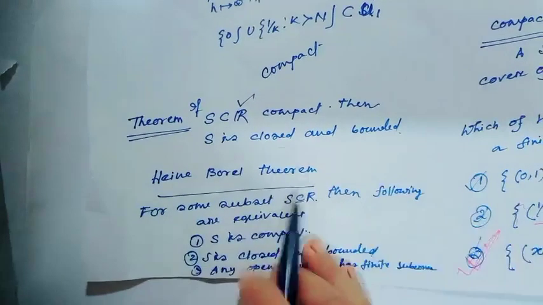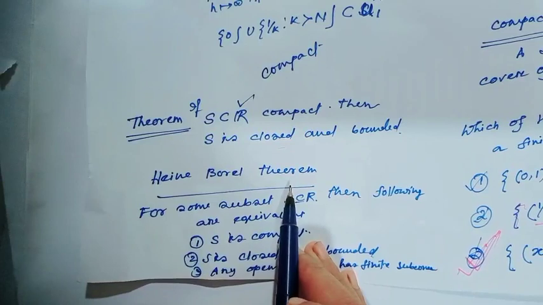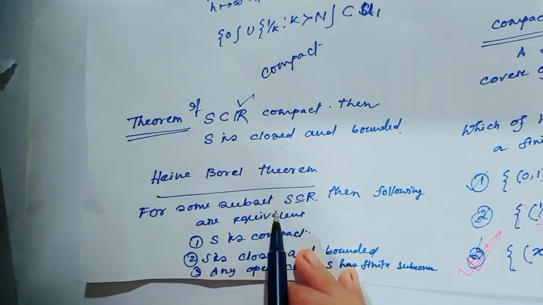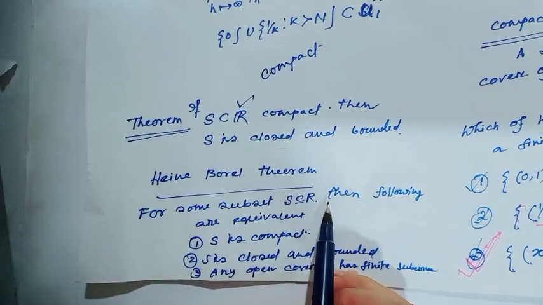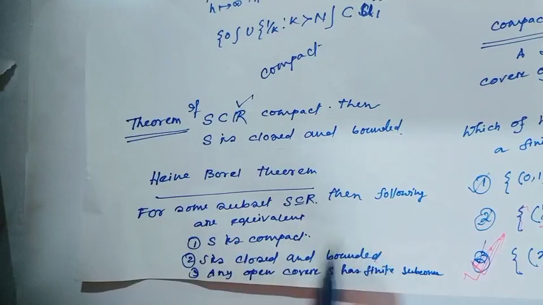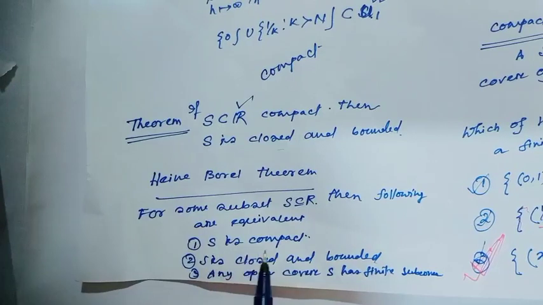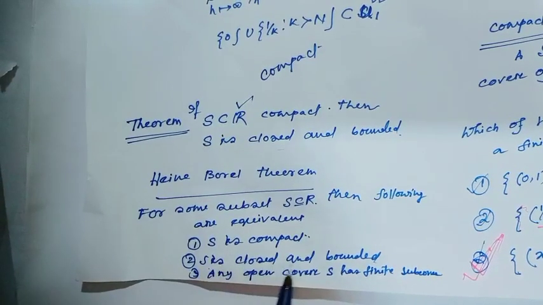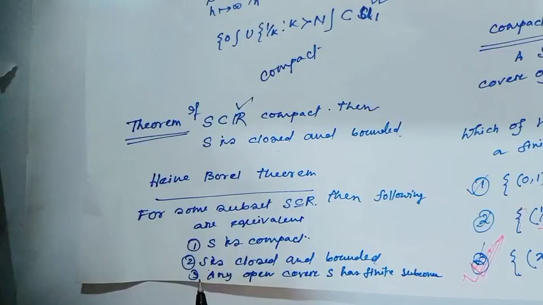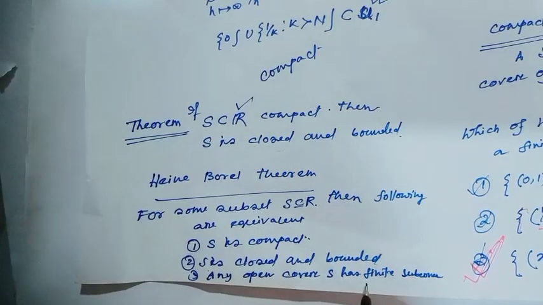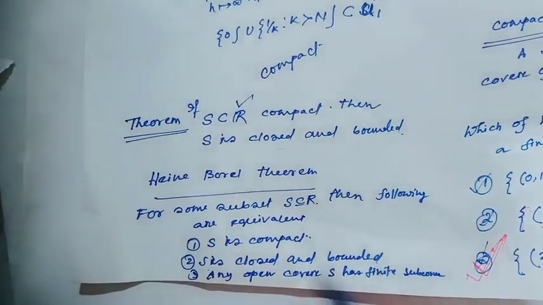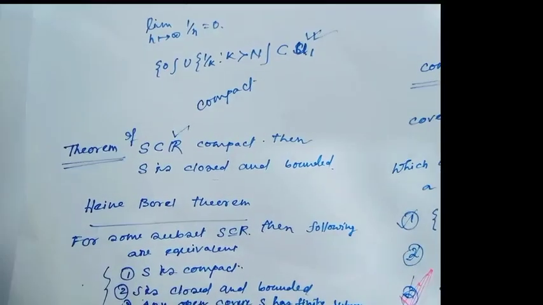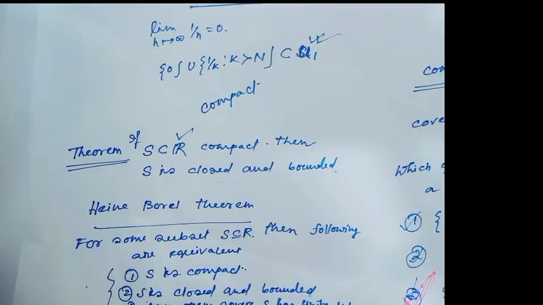And there exists another nice theorem, the Heine-Borel theorem. This theorem states that for a subset S of real numbers, the following three conditions are equivalent. Condition 1, S is compact. Condition 2, S is closed and bounded, and 3, any open cover of S has a finite subcover. Have you understood? These three conditions are equivalent. The given set is a subset of real numbers.